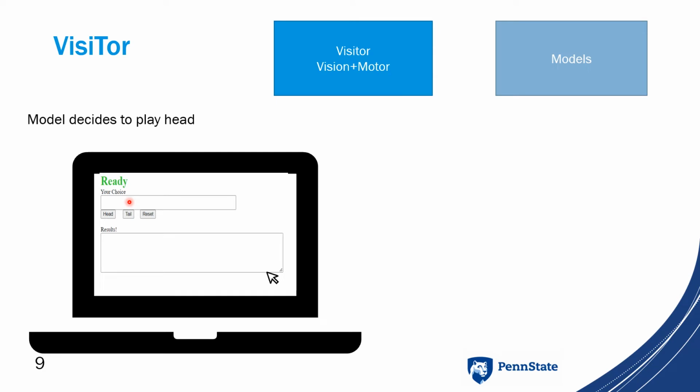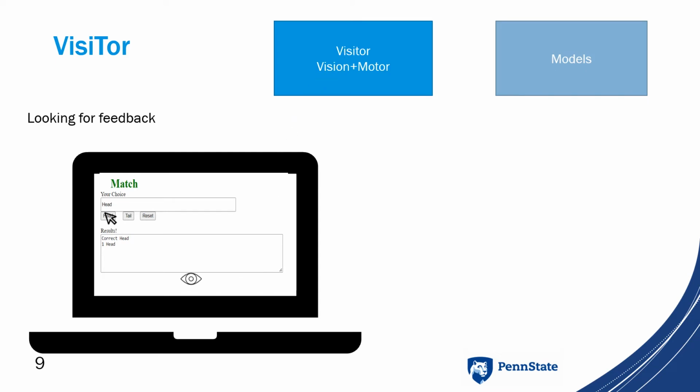In the next step, the model decides to play head. So it's going to send the request to the Visitor. The Visitor will move the mouse to the head button, and it's going to click on that, and a new screen is going to appear. Now the model wants to know the feedback, so it's going to send the request to the Visitor. The Visitor will look over the screen to find if there is any indication about if they match the results of the computer or it was a mismatch. It's going to find a match, and it's going to send the feedback to the model.